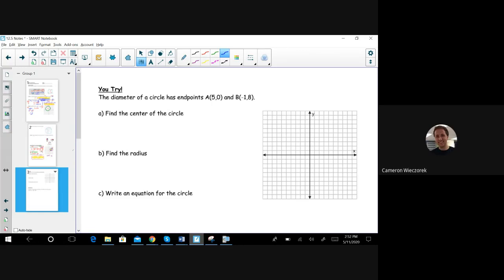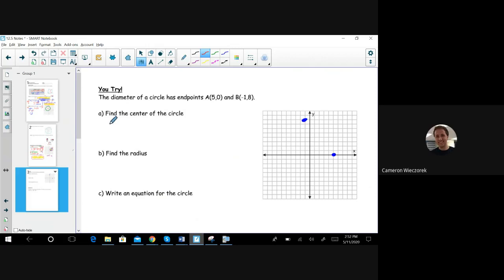Okay, so if you've already finished this one, they give you the diameter of a circle has endpoints at 5, 0. So I'm going to draw that. And -1, 8. Okay. And so like we saw in the last one, the center of that circle is going to have to be somewhere in between those blue dots. If I was to draw a diagonal line, the center would be halfway in between.